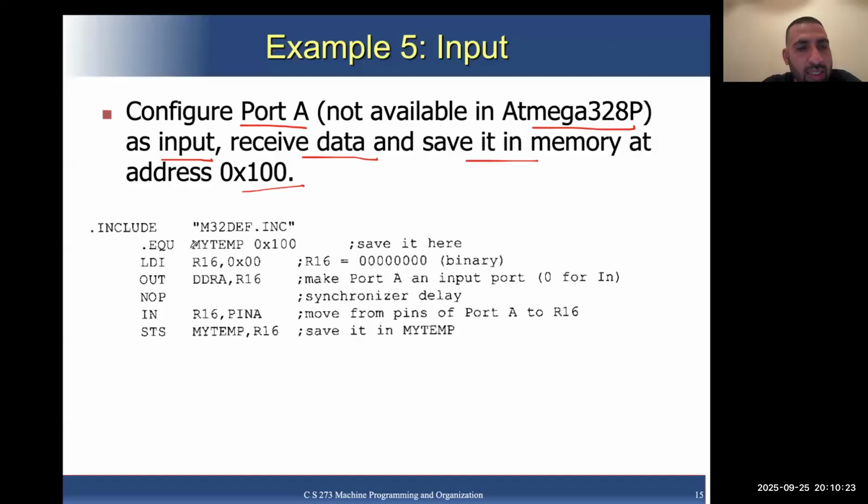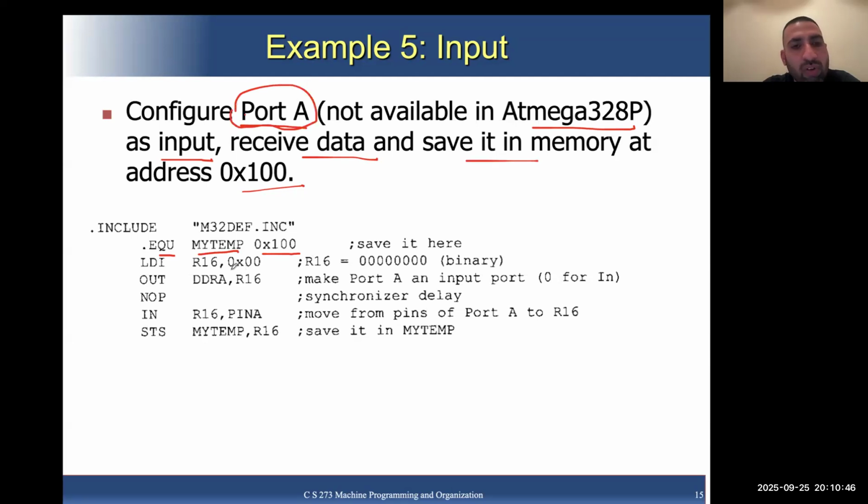Let's say we are simply giving a directive to equate my temp with the address 0x10, right? Because we want to use this my temp instead of the address in our code. So first what we need to do is configure port A as an input port.